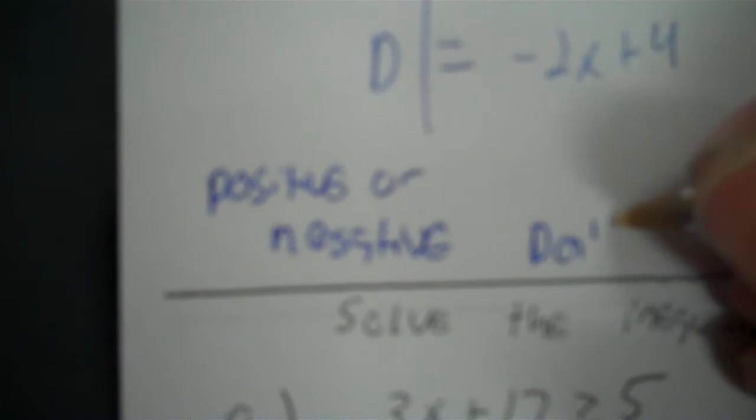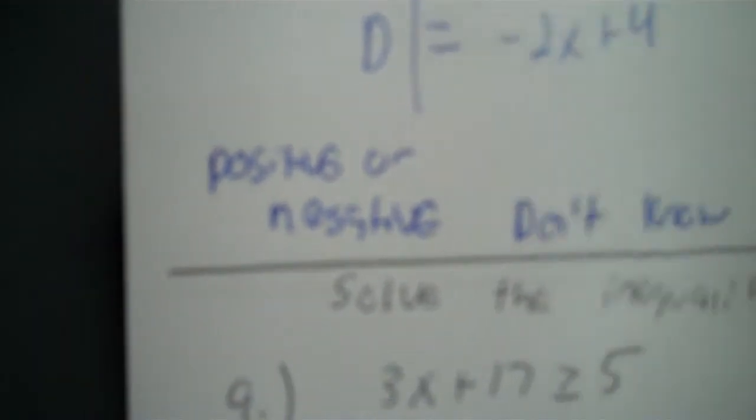I'm going to write a bunch of notes here. Positive. Remember, if d is equal to a negative, it's no solution. If it's equal to a positive, I go solve the problem. We don't know positive or negative. Don't know. Check later. You should be writing this down. Don't know. Check later.